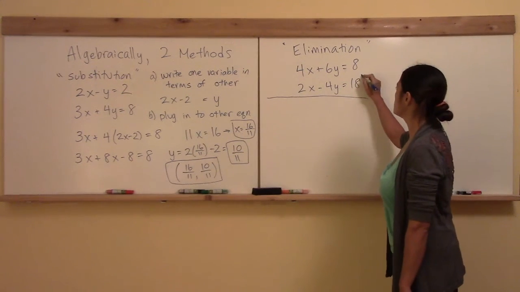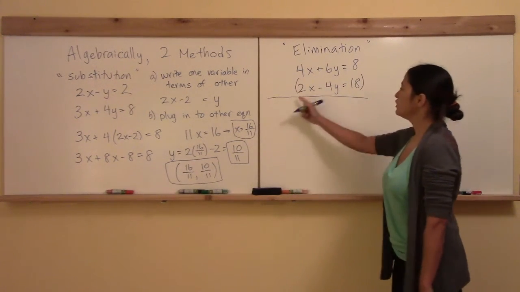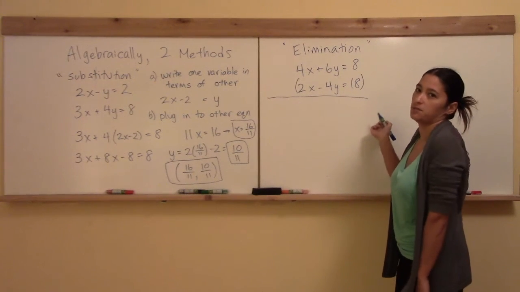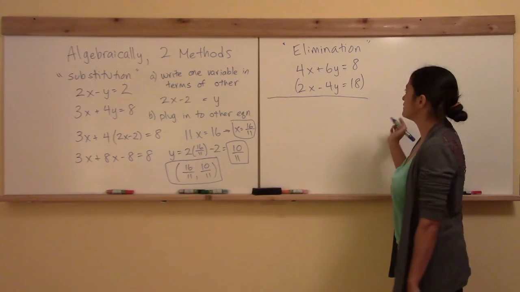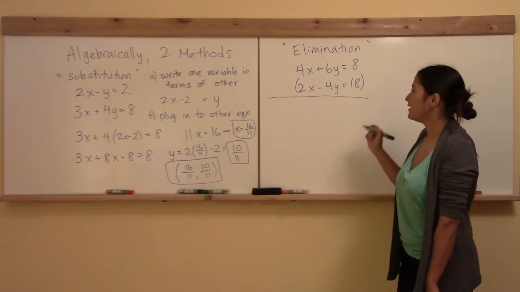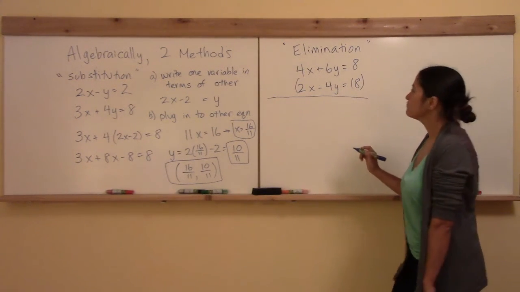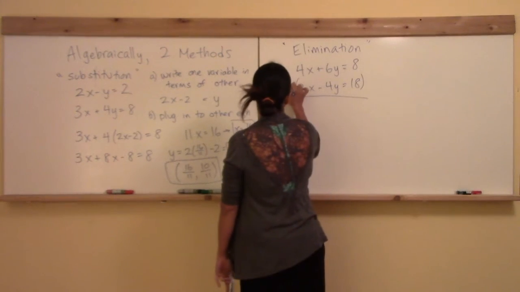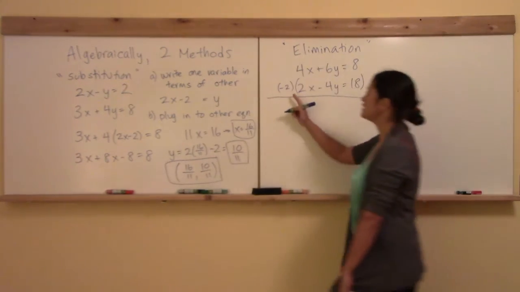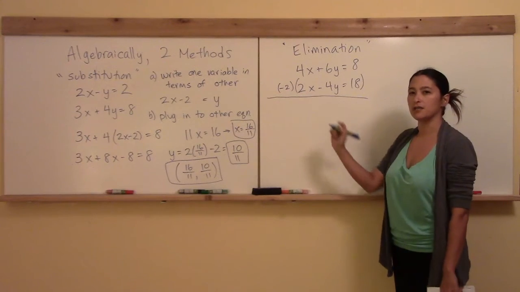And just like you're used to, if you ever have an equation, you can multiply both sides of the equation by any number you want. It's up to you. Don't use the number 0, but any other number, you can just multiply the whole equation by that. So I'm going to choose here to multiply this second equation by the number minus 2.